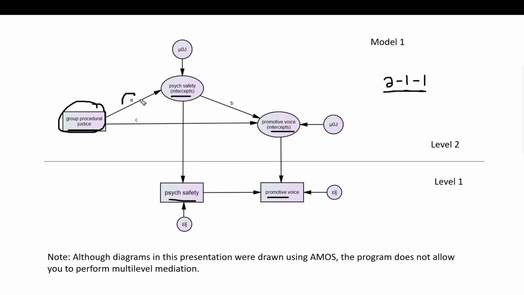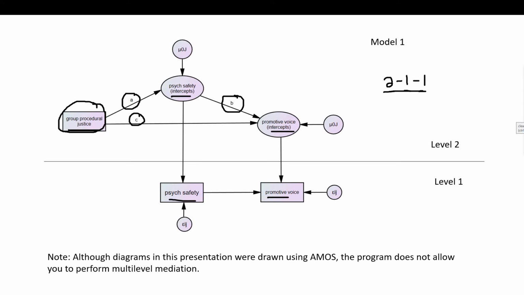You'll also see that we have path A and path C right here, and the indirect effect of group procedural justice on promotive voice is essentially calculated as a product of paths A and B. Then we have path C right here, which is the direct effect of group procedural justice on promotive voice. So the total effect of group procedural justice on promotive voice is nothing more than taking the product of paths A and B and adding it to path C.